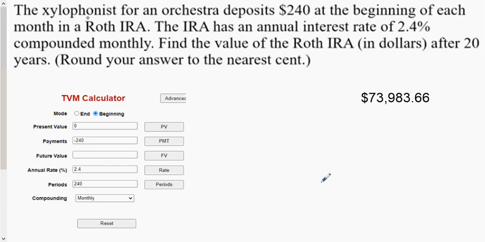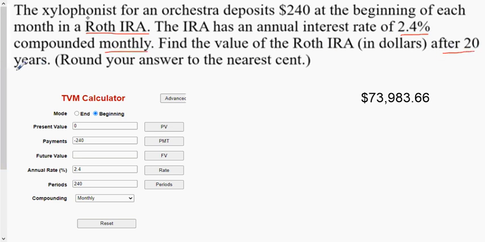Here, a xylophonist for an orchestra deposits $240 at the beginning of each month into a Roth IRA. The other video I do talk about this. Definitely you want to have a Roth IRA. It's a great tax advantage savings plan. You should set one up. The IRA has an annual interest rate of 2.4%, compounded monthly. Find the value after 20 years.